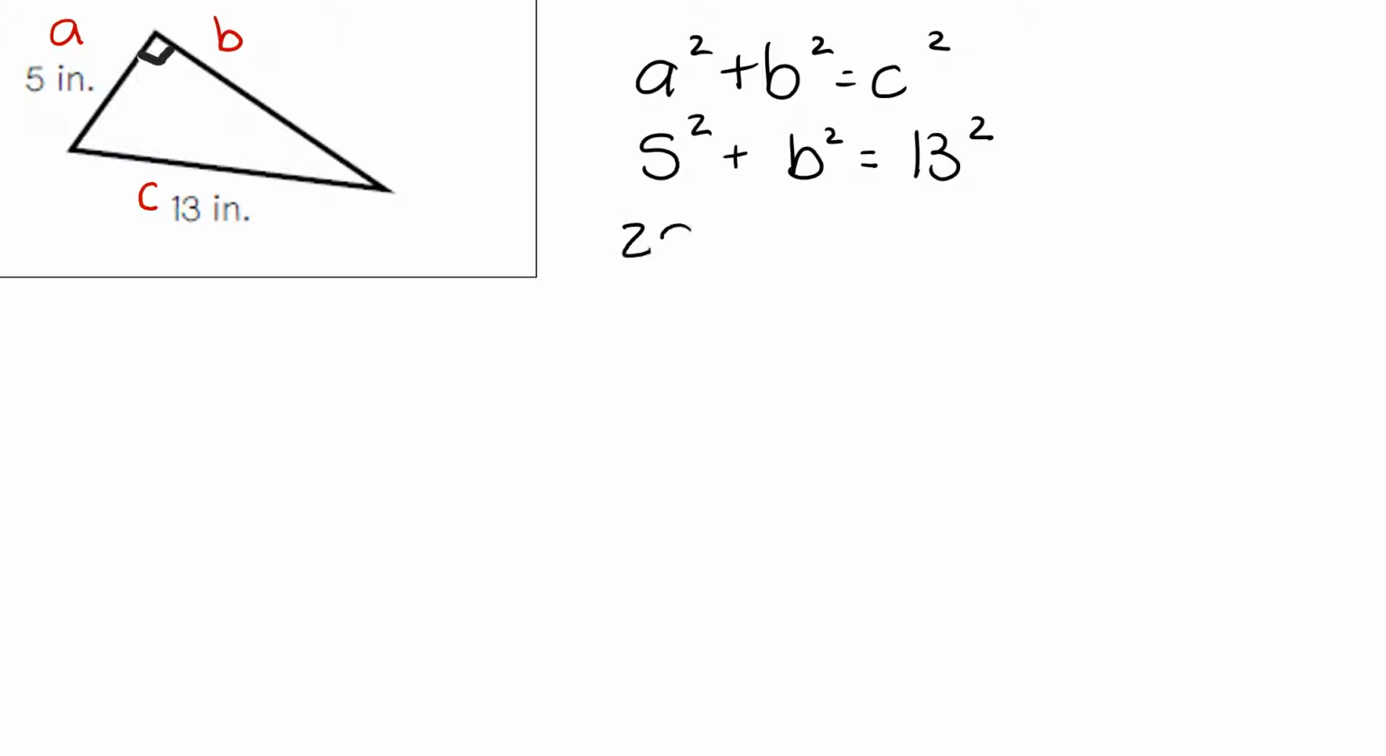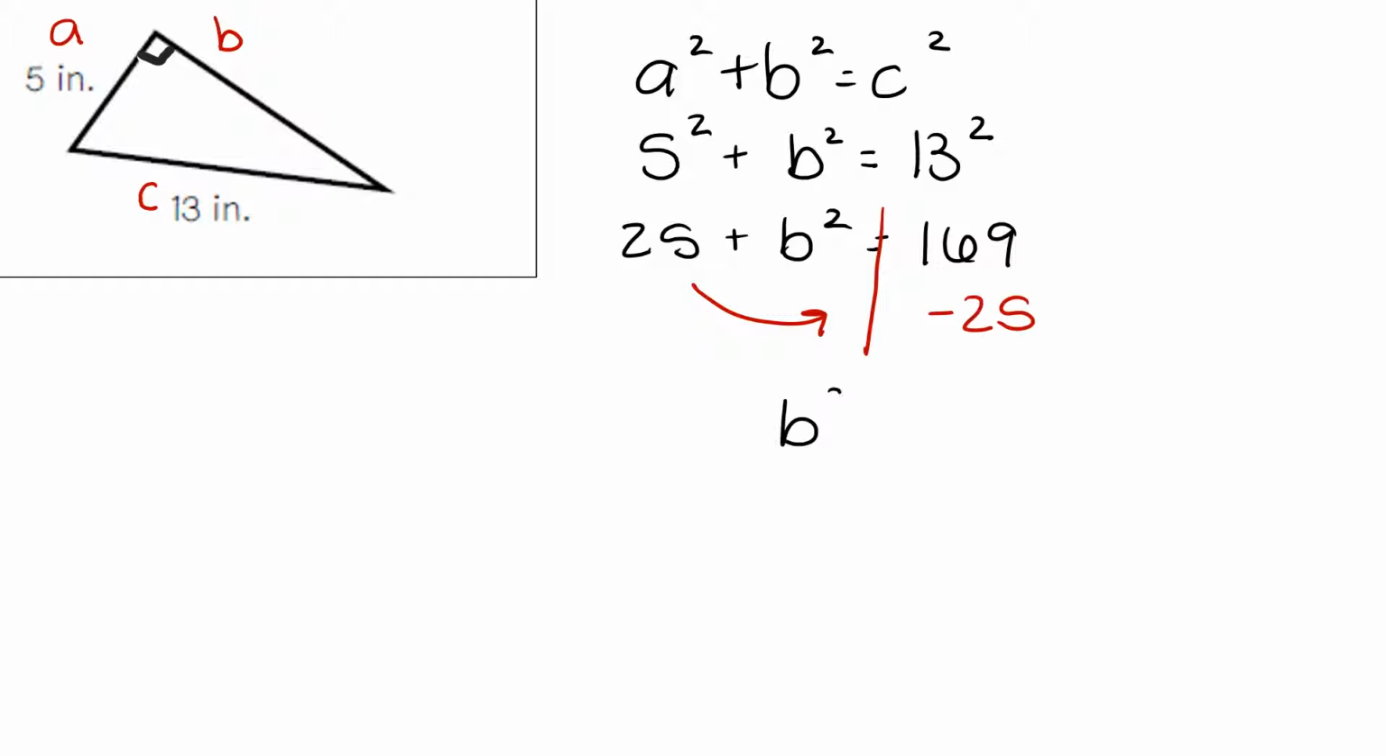5 squared is going to give us 25. 13 squared is going to give us 169. To combine like terms, 25 and 169 are on opposite sides, so we do the opposite operation. Instead of plus 25, we do a minus 25. 169 minus 25 is 144. Our last step is to take the square root, and we get b equals 12. Square root of 144 is 12.